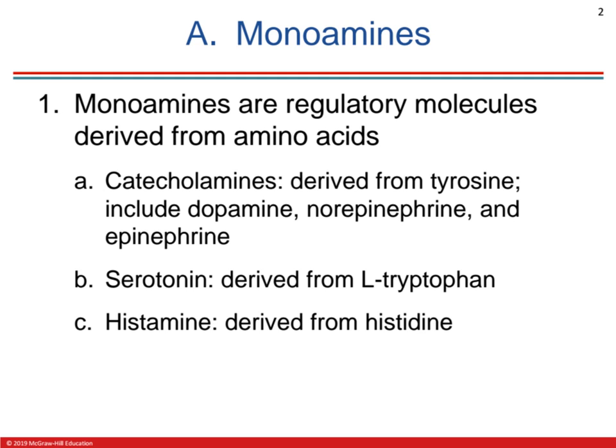And histamine is another neurotransmitter. It's derived from histidine. Now, histamine is pretty well known also in the fact that it's involved in inflammation. So antihistamines, for example, reduce inflammation of the skin.